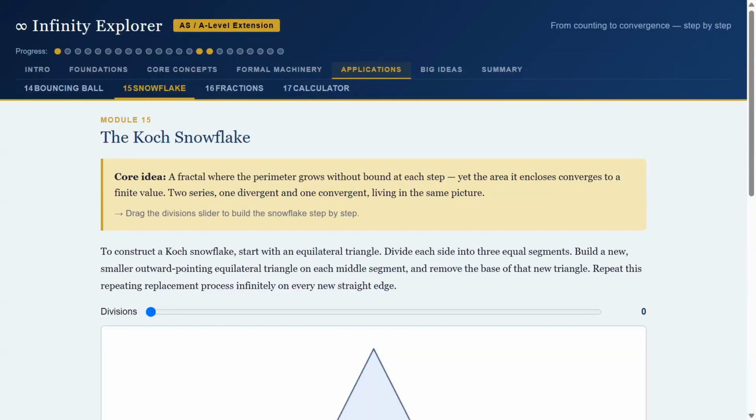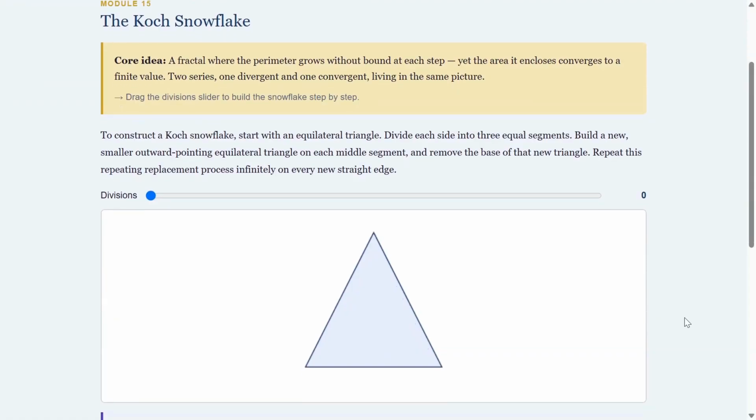Another application of infinite sequences or series is the Koch snowflake. To construct it, it's relatively simple. Take an equilateral triangle and then on each side add another equilateral triangle pointing out, whose length is 1/3 of each one of these sides.